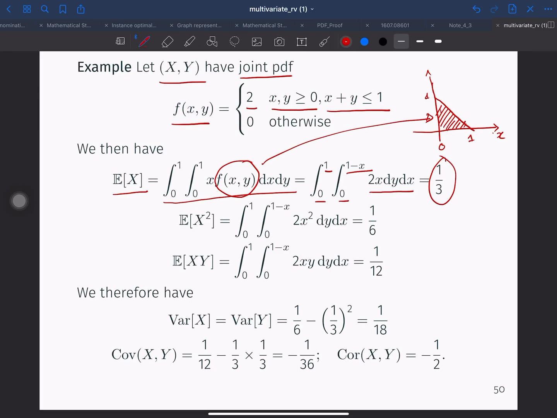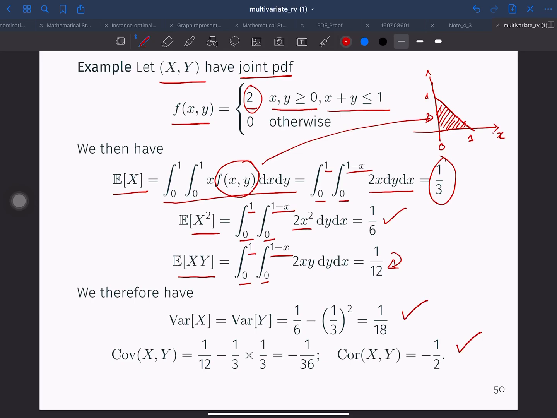And then the expected value of x squared is computed similarly. Once again, you have x going from 0 to 1 and y from 0 to 1 minus x. The function is now 2 times x squared, and the PDF is 2. And so you can get 1 over 6. And finally, similarly for the expected value of xy, with similar limits of integration, the answer is 1 over 12. So you can now easily compute the variance and the covariance.